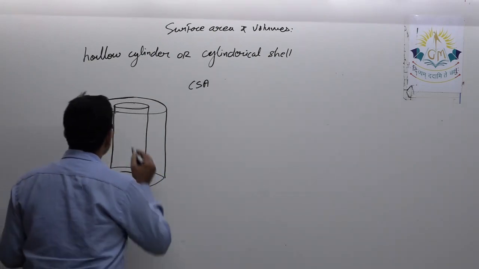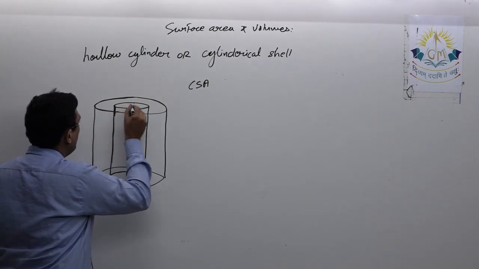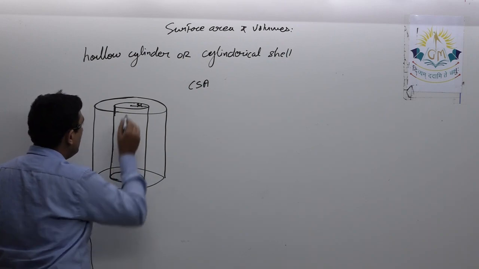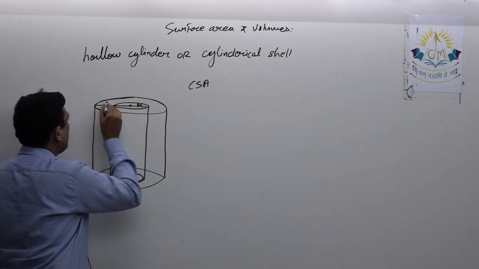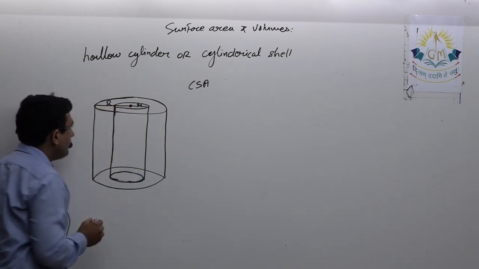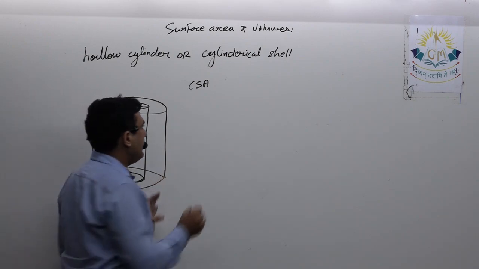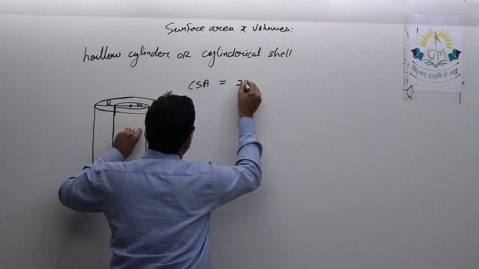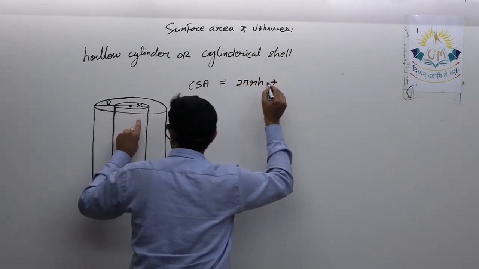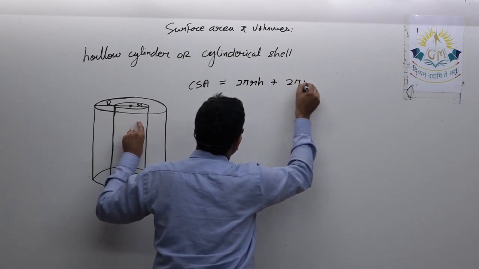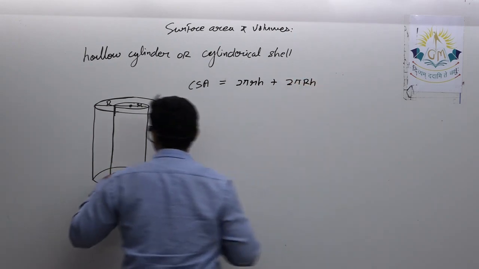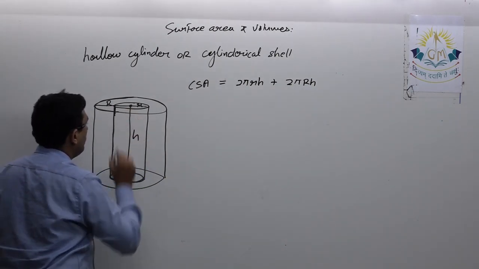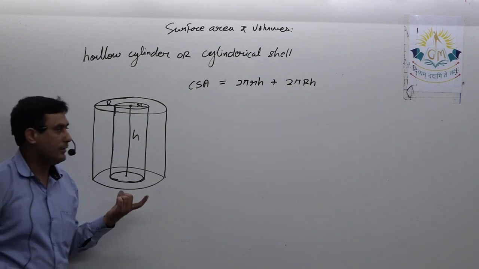So over here, two radii will be given to you. One is the internal radius, that is a small r, and another one is the capital R, that is the external radius. So to paint its inner portion, we need its inner CSA, that is 2 pi small r h, as well as we need 2 pi capital R h, because the height of the cylinder is the same for the inner portion as well as for the external portion.